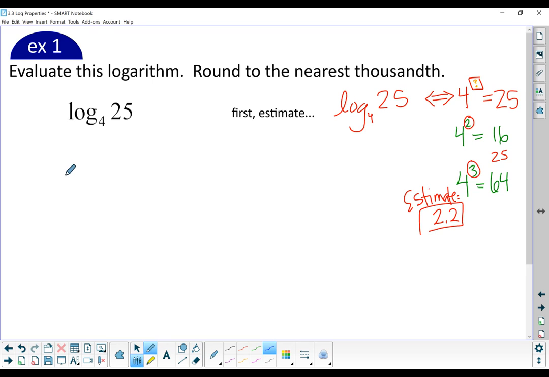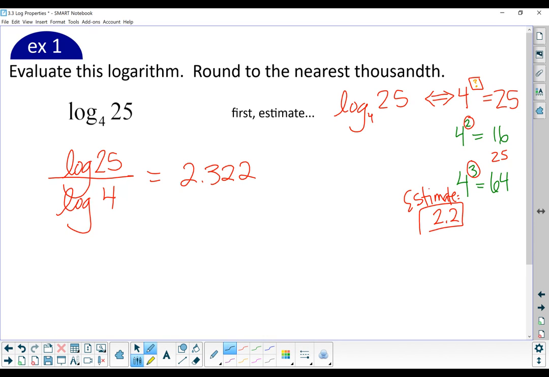Since we want to calculate it and round it to the nearest thousandth, in our calculator, we would say, what is the log of 25 divided by the log of 4? And it is 2.322 if we round to the nearest thousandth. So our estimate of 2.2 is pretty close. And if you prefer natural logs, you could use the natural log button as well to get that same answer. All right, so that is change of base.